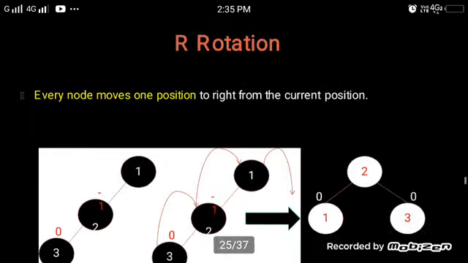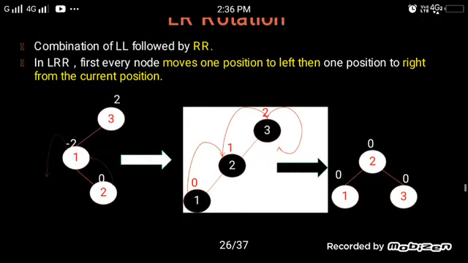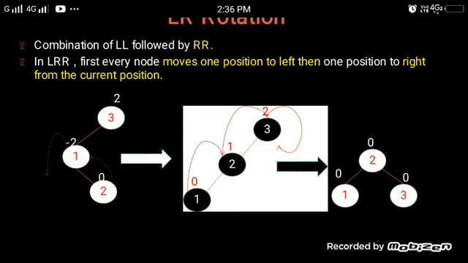In right rotation, every node moves one position to the right from the current position, as indicated by the arrows, with balance factors of zero. LR rotation is a combination of left followed by right: first every node moves one position to the left, then one position to the right from the current position.